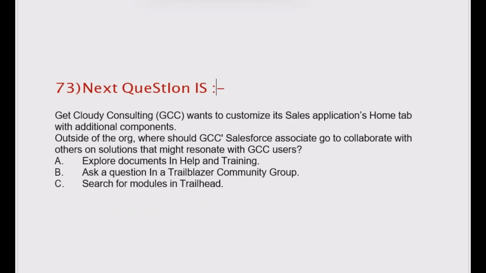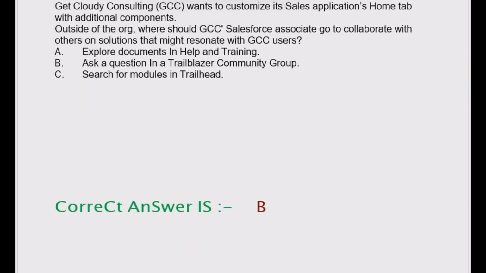Question is, Get Cloudy Consulting GCC wants to customize its sales application's home tab with additional components. Outside of the org, where should GCC Salesforce associate go to collaborate with others on solutions that might resonate with GCC users? Option A. Explore documents in help and training. Option B. Ask a question in a Trailblazer community group. Option C. Search for modules in Trailhead. Correct answer is option B.